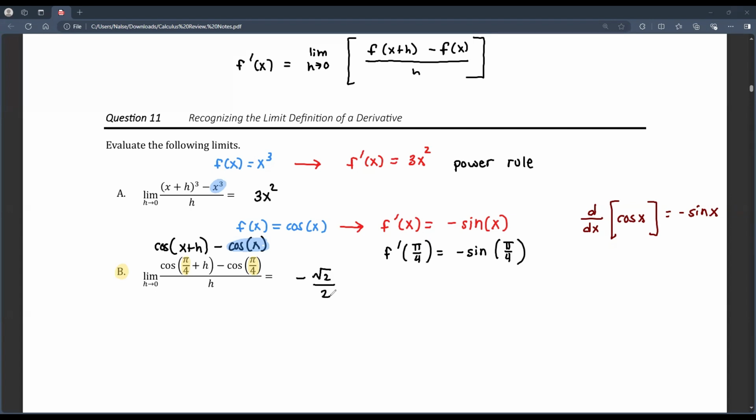And that completes this question. It also completes our exploration of limits. See you again in our next lesson.